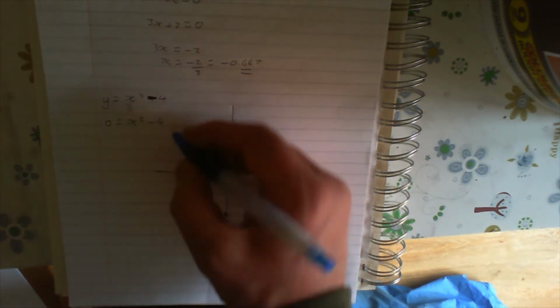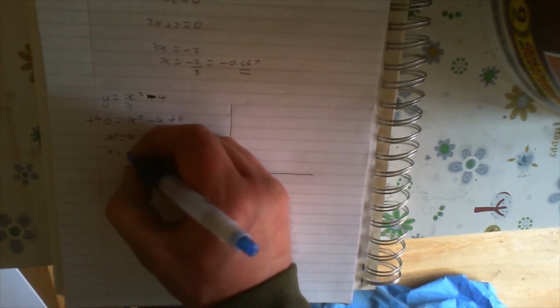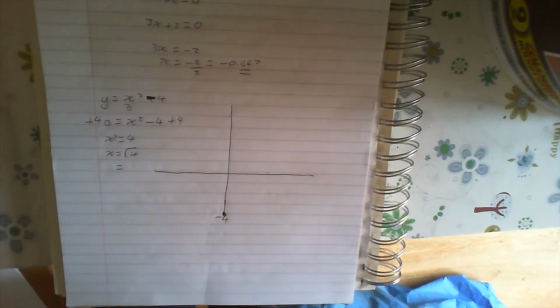and we can rearrange that. Plus 4 on this side, and do the same to the other side, so x squared equals 4. So x is going to equal the square root of 4. I don't know if you've come across this yet, if you multiply a negative by a negative, you get a positive, and if you multiply a positive by a positive, you get a positive.